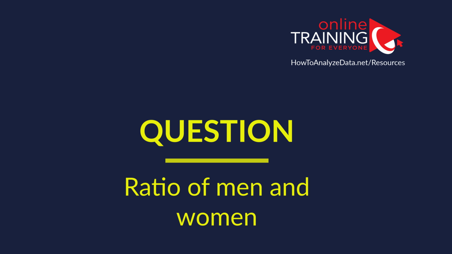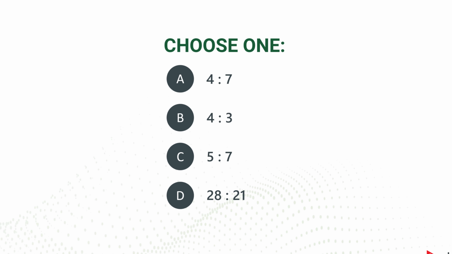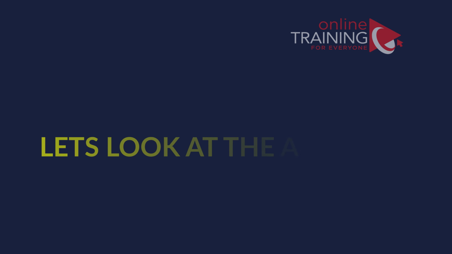Now let's look at the tricky question, which is frequently used as part of math reasoning and abstract reasoning tests. There are 28 women and 21 men attending an online webinar. What is the ratio of women to the total number of people? And there are 4 choices: 4:7, 4:3, 5:7, and 28:21. Which one do you think is the right answer?